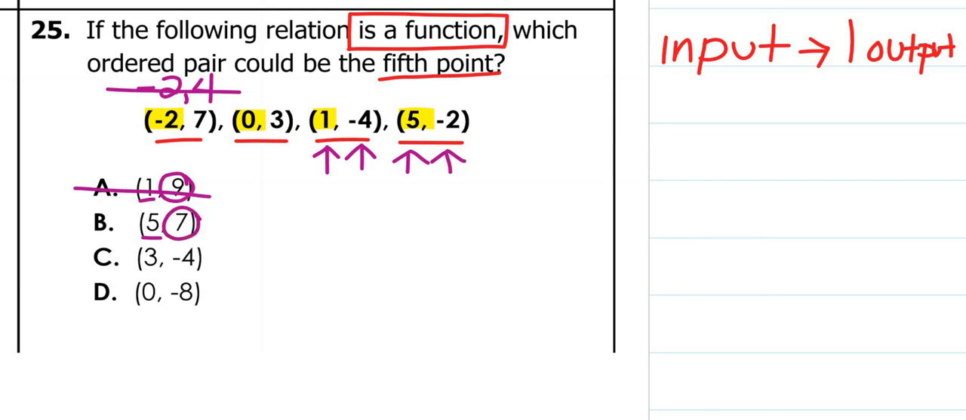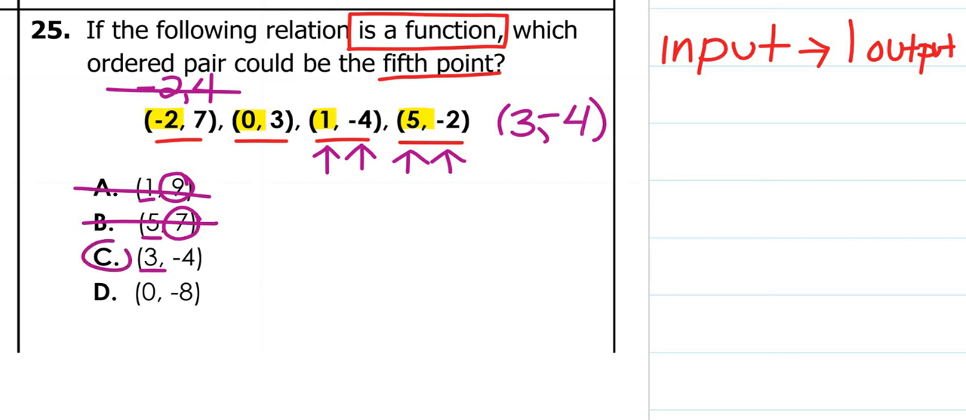Well, that wouldn't make it a function then, because then the same input has 2 different outputs. Either it's 7 or negative 2. Can't have that. Take a look at C. 3 as my x value. I don't have 3 as an x value. So actually that would work. 3 can map to any point. In this case, it's negative 4, and I'm not repeating my x value with different outputs.